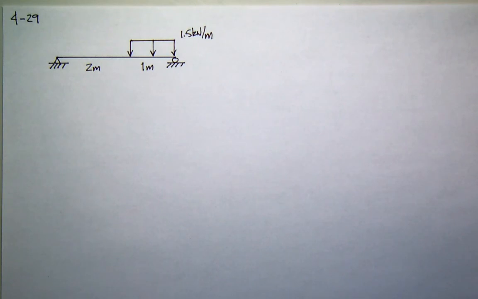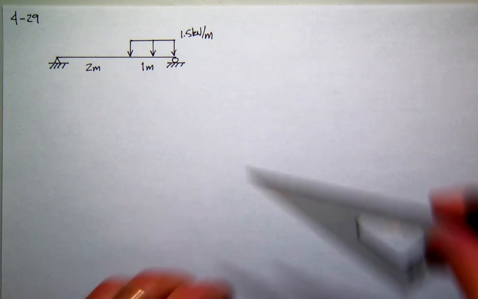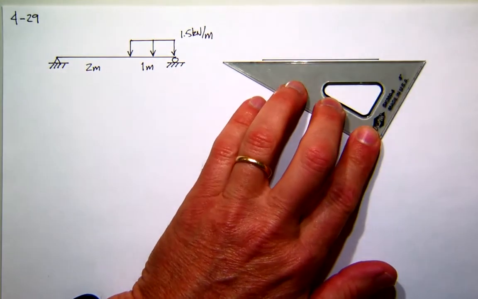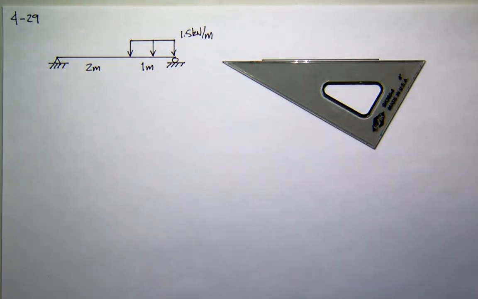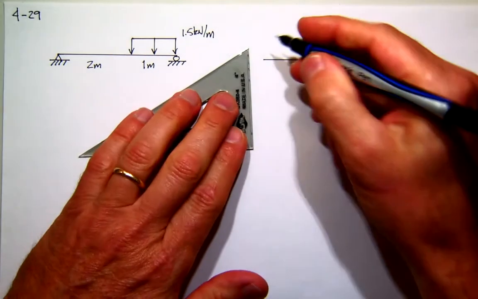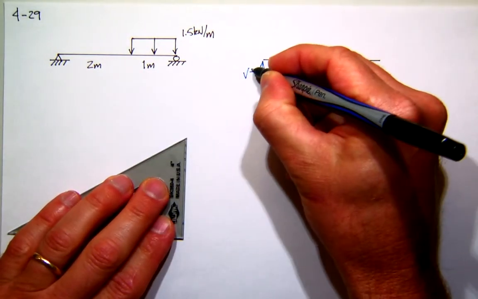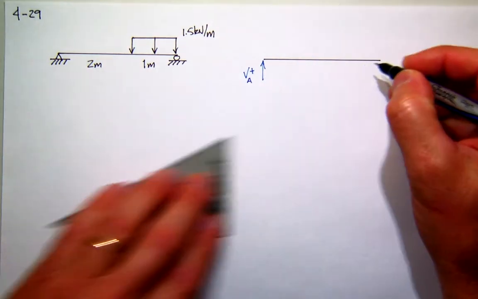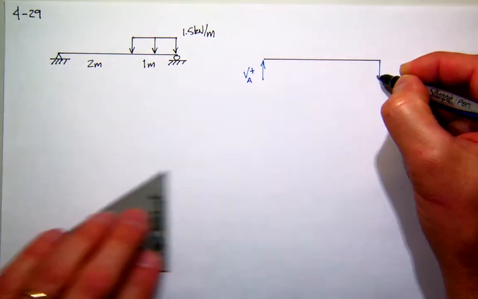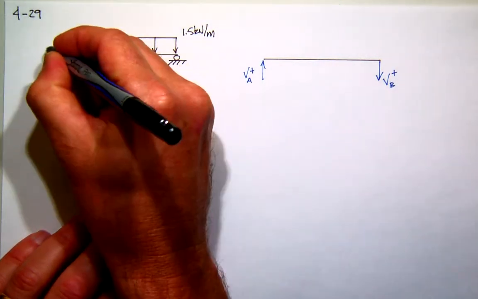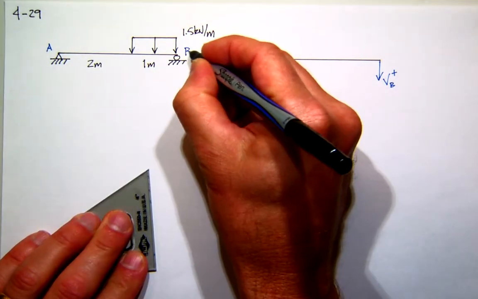All right, so this is one of our homework problems. First thing we need to do is find the reactions. So I'm going to draw a free body diagram of the structure. And like I've done previously, I'm going to assume positive shear. I'll call that point A. And positive shear, I'll call that point B. So I'll come back here and label this A and B.